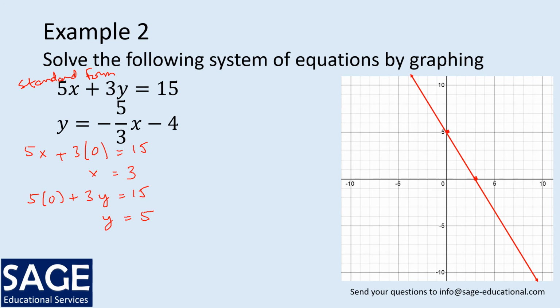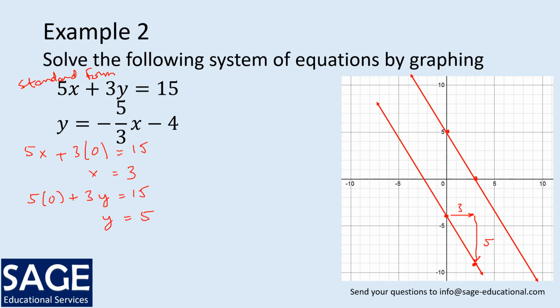Now for graphing the second line, I can start with the y-intercept, which is -4, and then from there use the slope. So let's go 3 points to the right, and then let's go 5 points down. So 1, 2, 3, 4, 5. So that is my second point. And once I have the second point, all I need is 2 points to draw a line, and I can join them through a line.